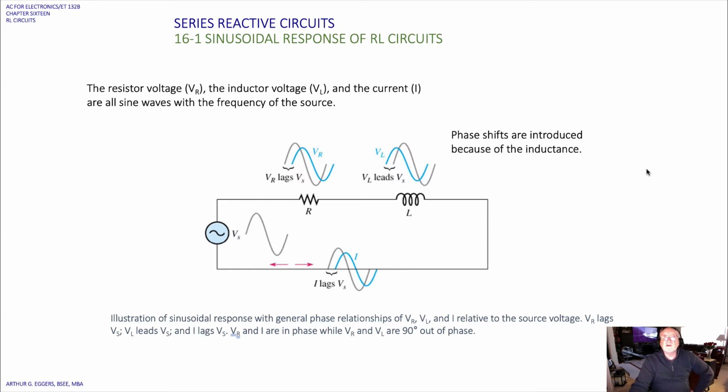Phase shifts are introduced because of the inductance, the illustration then of the sinusoidal response with general phase relationships V sub R, V sub L, and I current relative to the source voltage. V sub R lags V sub S, V sub L leads V sub S, and I, the current, lags V sub S. V sub R and I are in phase while V sub R and V sub L are 90 degrees out of phase.